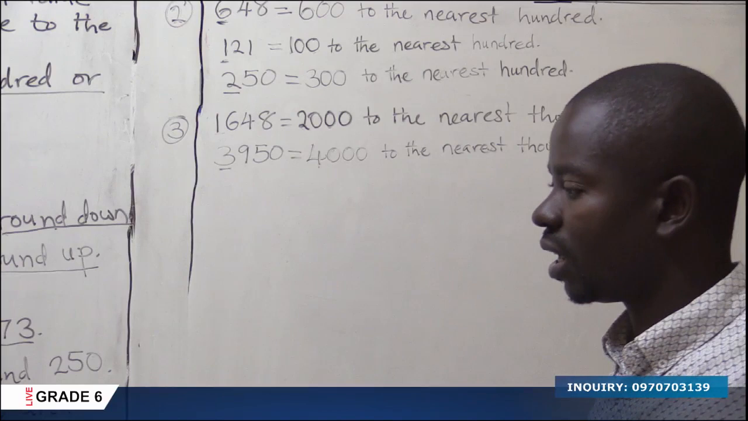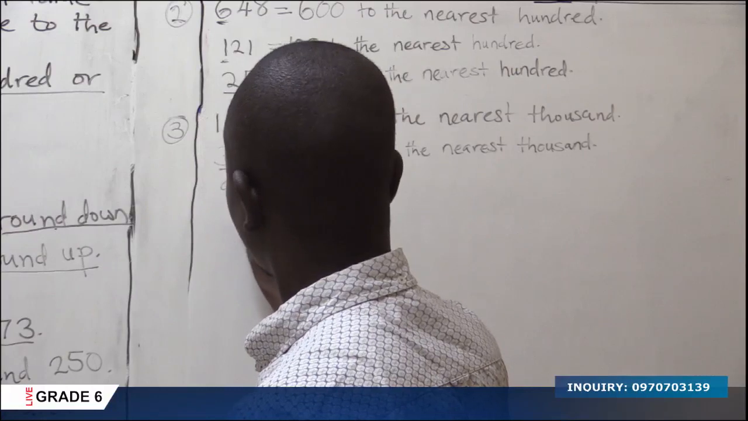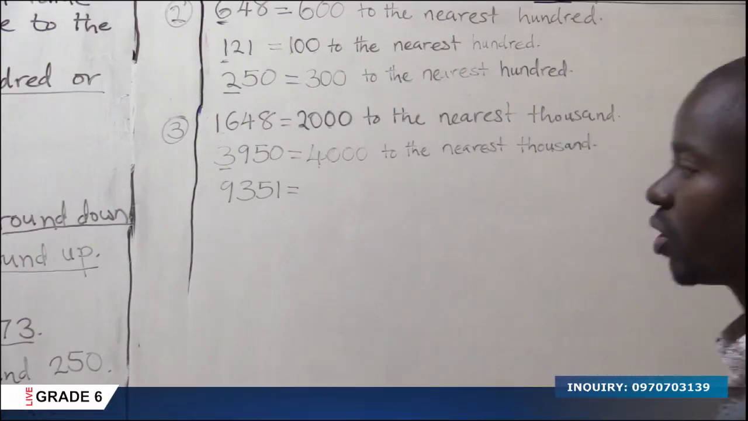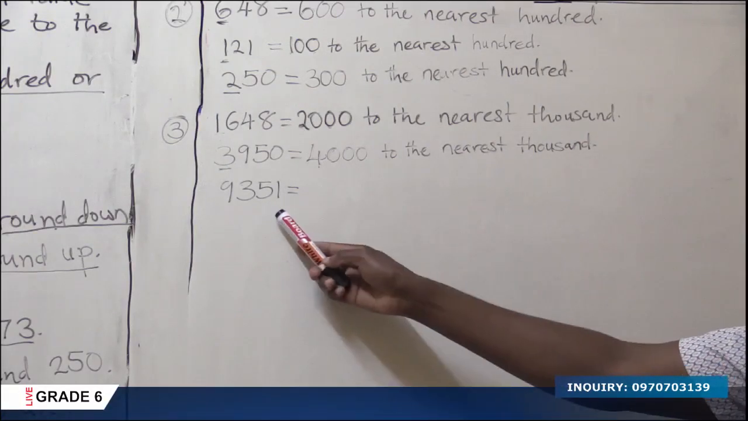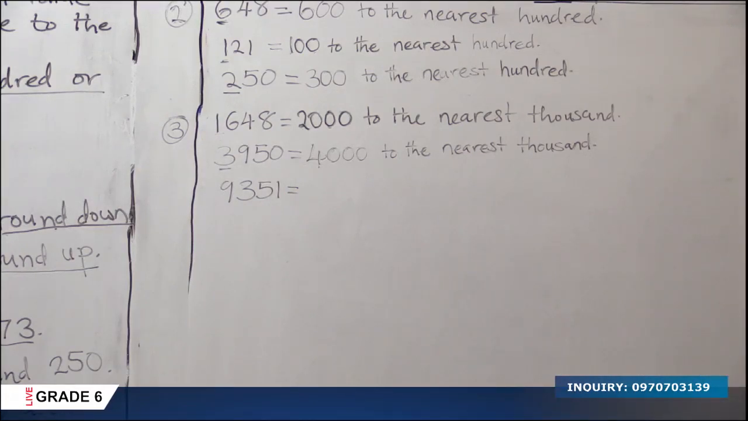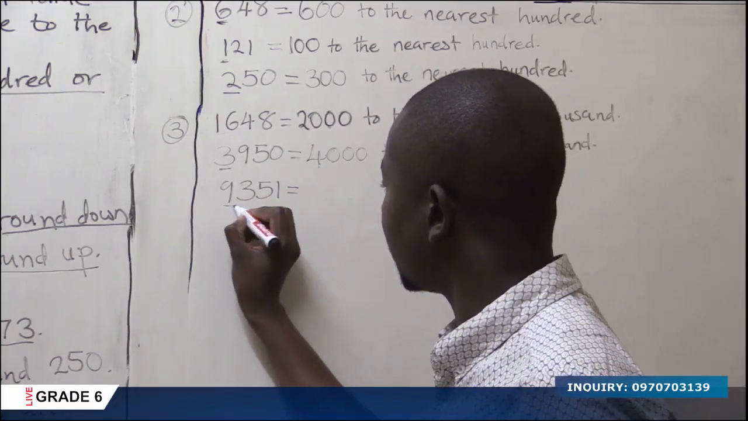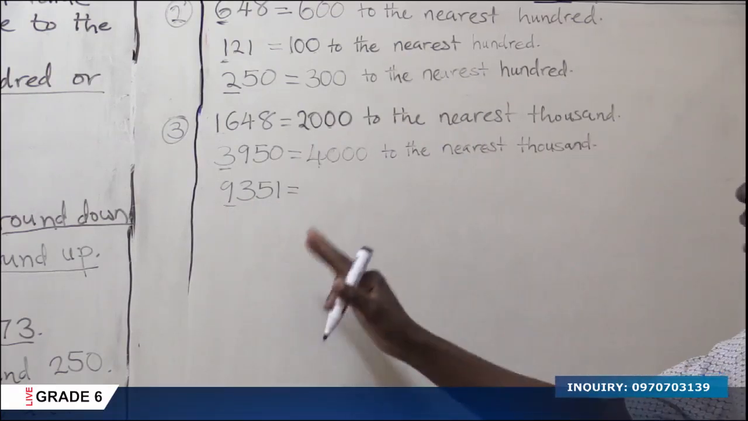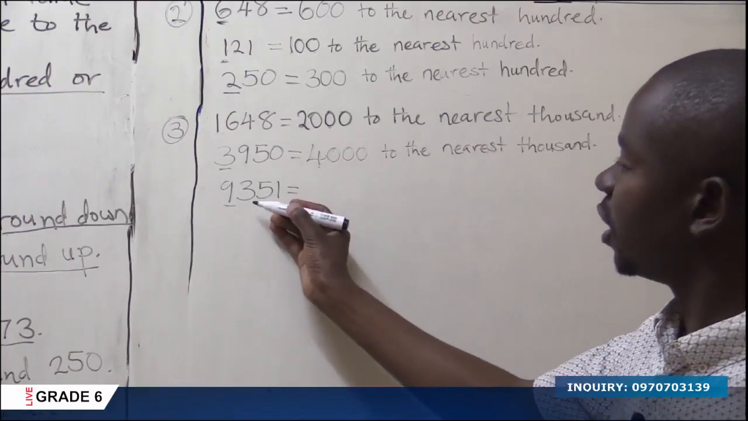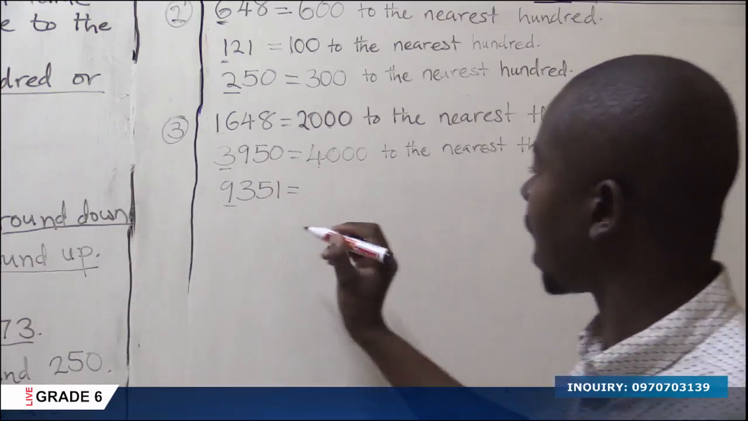Let's check the last one, which is 9,351. So when we change 9,351 to the nearest 1,000, boys and girls, it means we are changing the 9. Now our 9 is the one that is in the 1,000th position. So check the next number. The next number is what? Is between 0 and 4. So if the number is between 0 and 4, you round down.